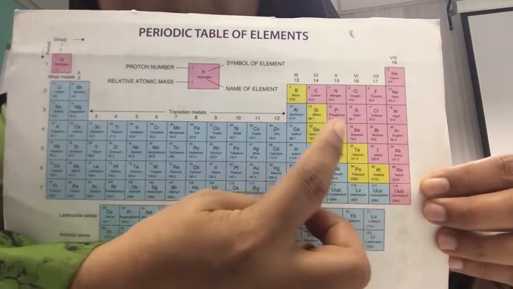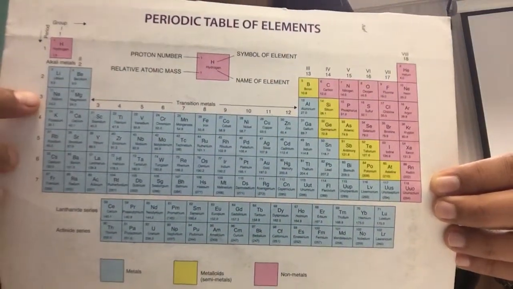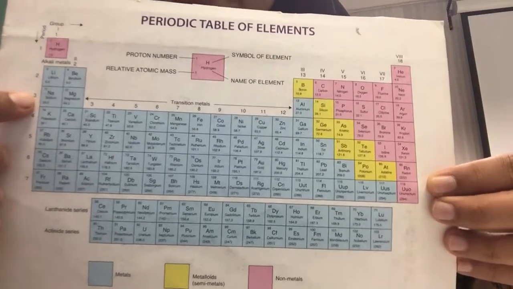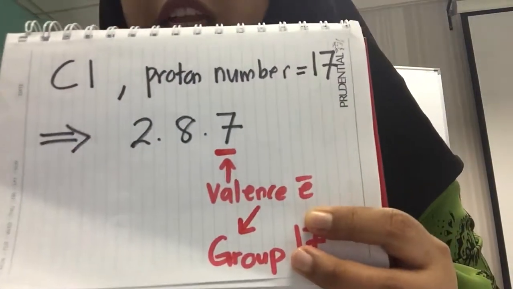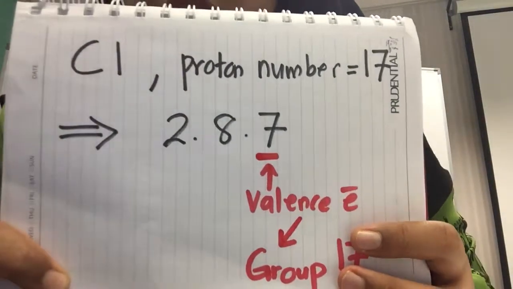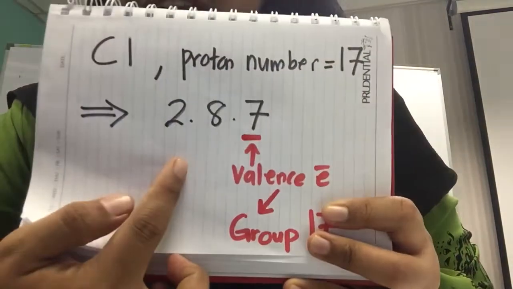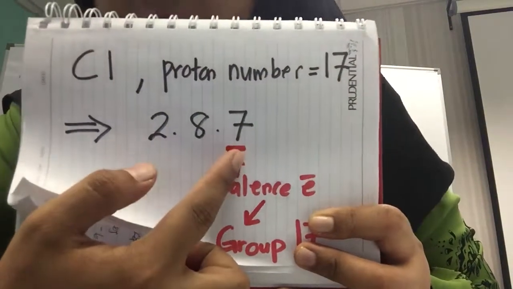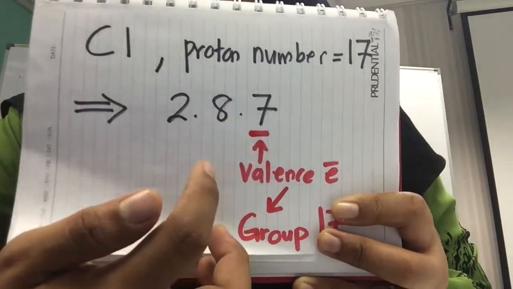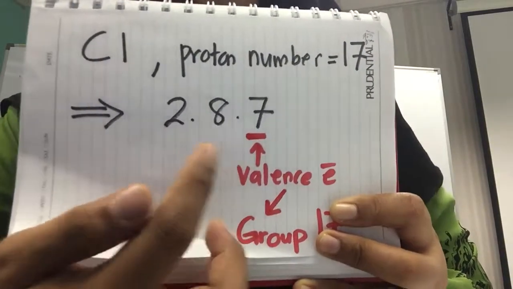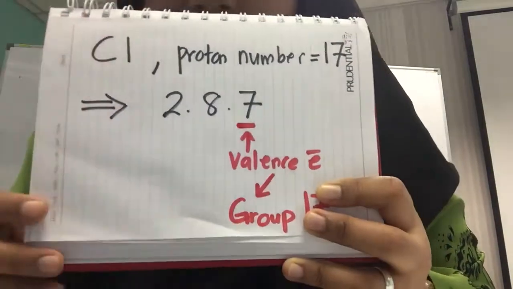But when you see the period, chlorine is in period 3. Why? Okay, same, it is still about electron arrangement. You see, the electron arrangement of chlorine is 2.8.7, shell 1, shell 2, and shell 3. Because the number of shells occupied by electrons is 3, that's why chlorine is in period 3.